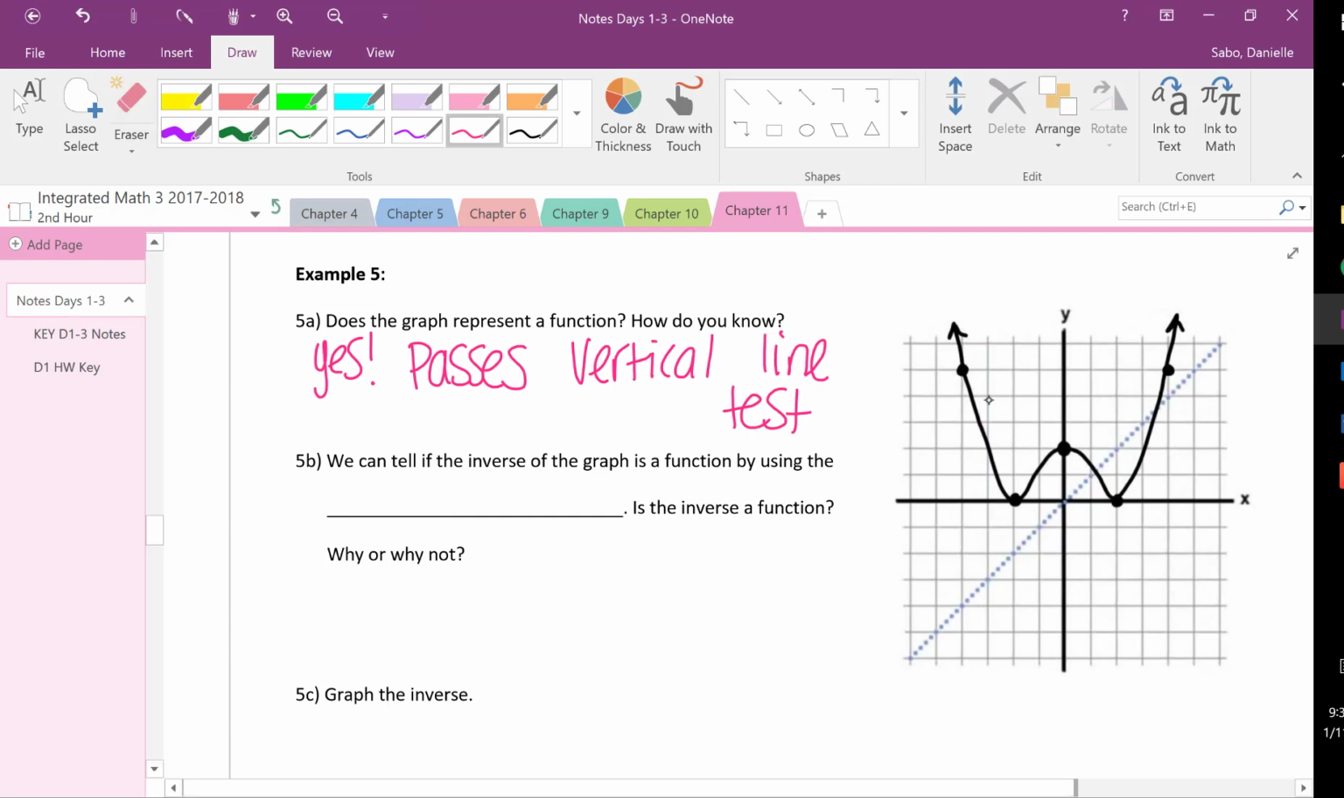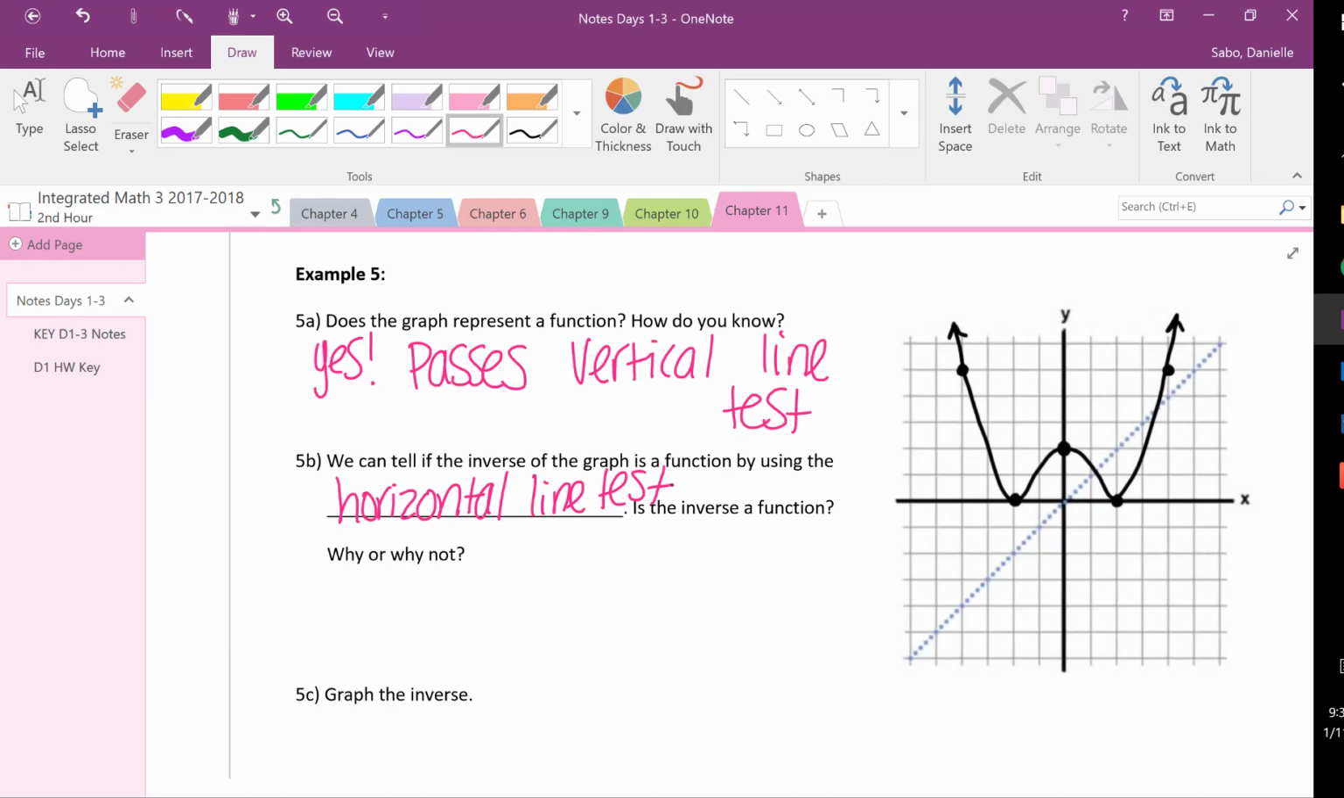So is there a way then we can determine if an inverse is a function? If our original function used the vertical test, remember what inverse is. It's the opposite. What would be the way to test the inverse? Horizontal. Very good. So a horizontal line test. Again, we're just trying to show you a way to figure out if the inverse is even going to be a function.